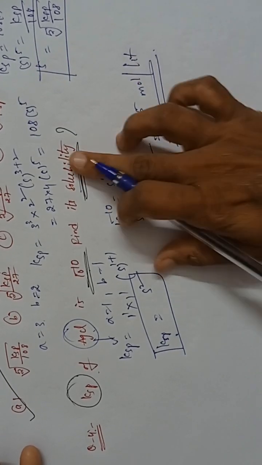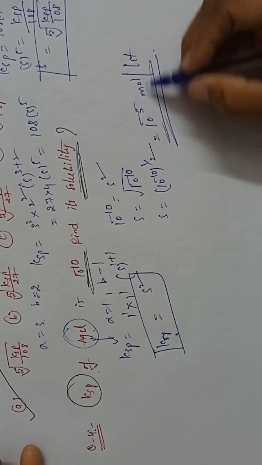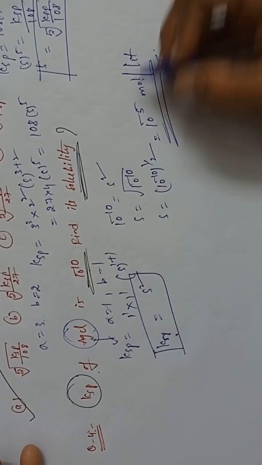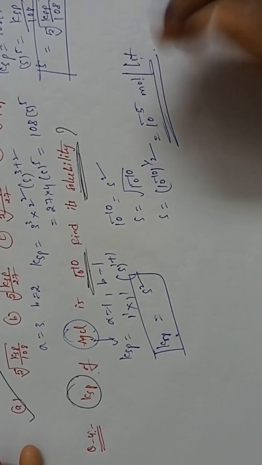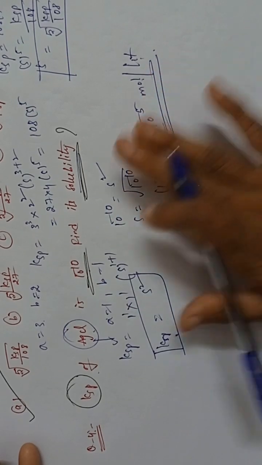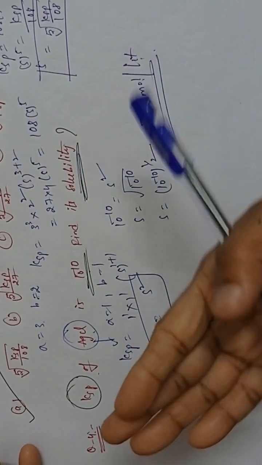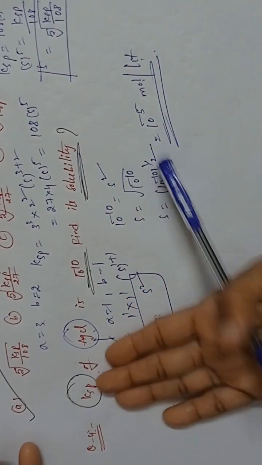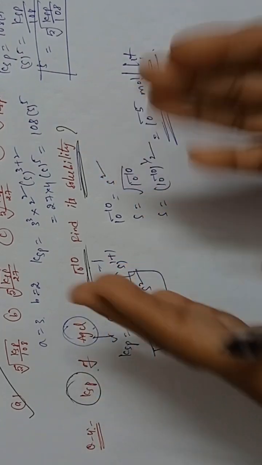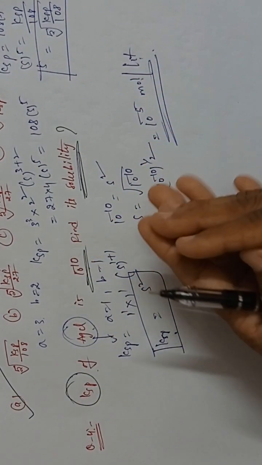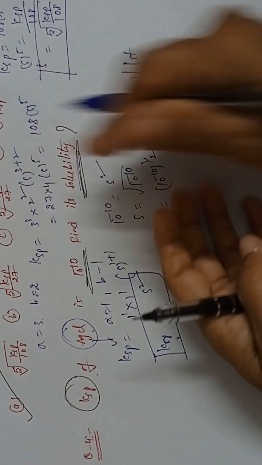Clear? So that means what is its solubility? 10 power minus 5 moles of silver chloride salt is dissolved in 1 liter of water. Are you clear? So this is about the solubility. When the solubility is given, we have to find the solubility product constant. When Ksp is given, we should calculate the solubility. Understanding? So like this we have to calculate, students. This is the trick number 1 model question.